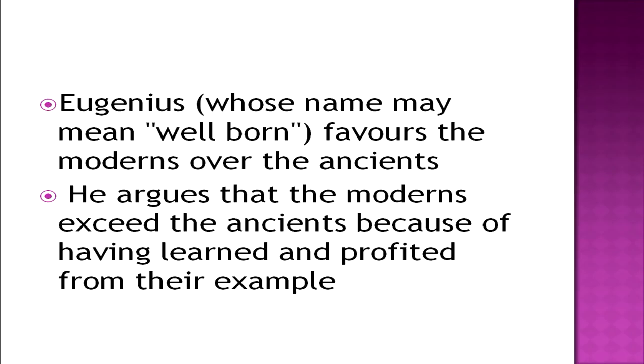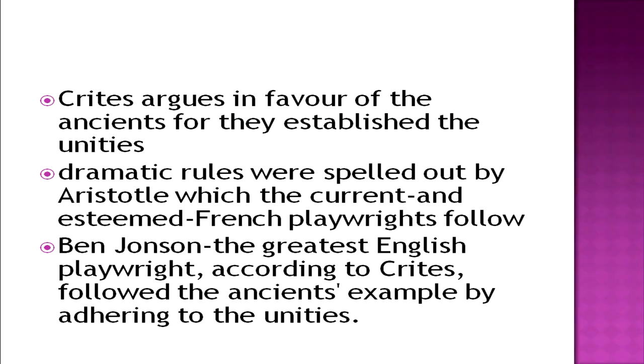Eugenius, whose name may mean well-born, favors the moderns over the ancients, and he argues that the moderns exceed the ancients because of having learned and profited from their example. So, these are very intelligent ones because they learned from the ancients and they adopted whatever was good there, and they also contributed something of their own. Crites argues in favor of the ancients, for they established the unities.